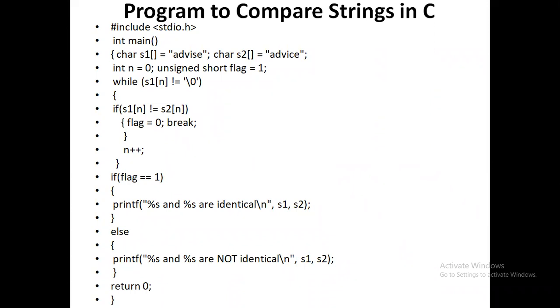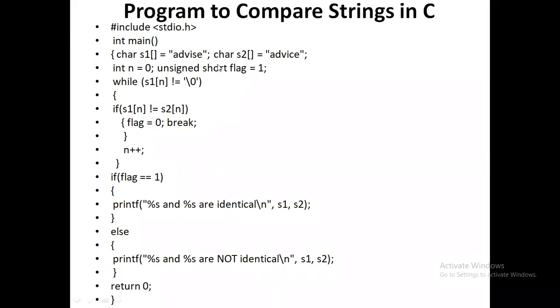So you can see here the program: #include stdio.h that we have previously discussed. Now into main. Next is char s1 equal to "advise". char s2 I have also given, but you can see the spelling is not the same. For S1 it is ADVISE. For S2 it is ADVICE. In S1 it is advise, SE is there. In S2 CE is there. So at the last iteration, I will detect that the characters are not the same.